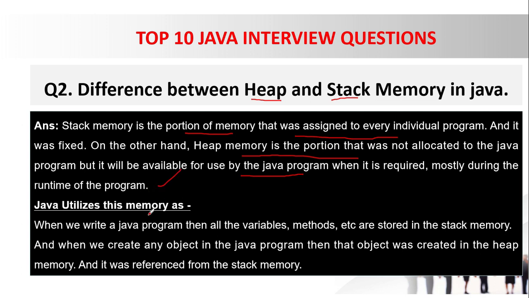And how does Java utilize this memory? When we write a Java program, whatever variables and methods we have are all stored in stack memory. And whenever we create an object of a class, that object is created in the heap memory, with a reference from the stack memory. So this is the way Java uses heap memory and stack memory. Let's go to the next question.